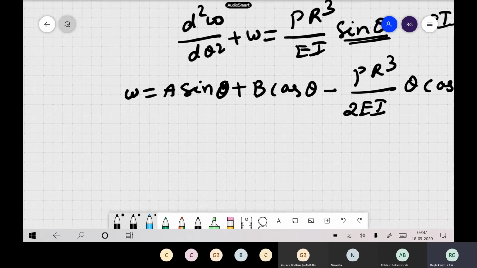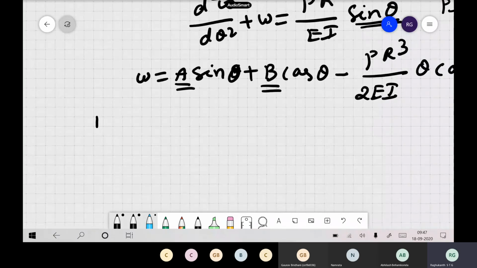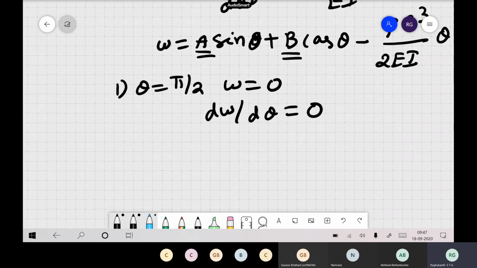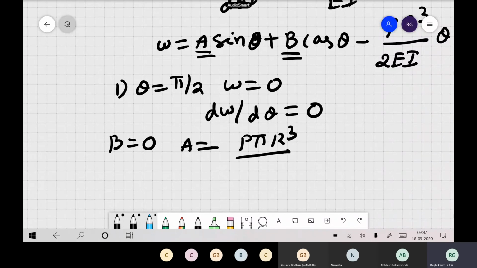Now you have two constants, so we have to use the boundary conditions. The boundary conditions remain the same. At theta equal to pi by 2, W is 0, and dW by d theta, that is the slope, is also equal to 0. You substitute in these expressions. So B becomes 0, then A becomes some complicated thing, P pi R cube by 4 times EI.